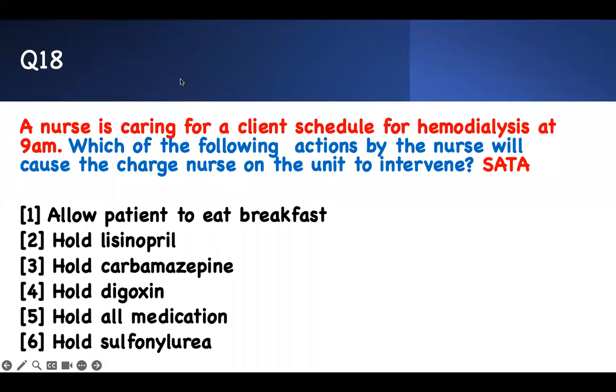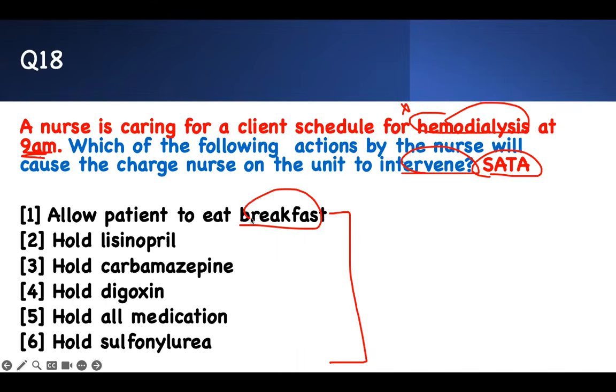Number 8. A nurse is caring for a client scheduled for hemodialysis at 9 a.m. early in the morning. Which of the following actions by the nurse will cause the charge nurse on the unit to intervene? The same thing, select or apply. If you don't know it, leave it, but break the question down. Patient is having hemodialysis in the morning. What are the things you should hold and not hold during hemodialysis, or you should do? Allow patient to eat. Yeah, they're going to be there sometimes 5, 6, 7 hours. Well, they should eat, so I'm not going to intervene. Hold their blood pressure medication. Yeah, the blood pressure is going to drop during hemodialysis, so hold it. This, I don't need to intervene.